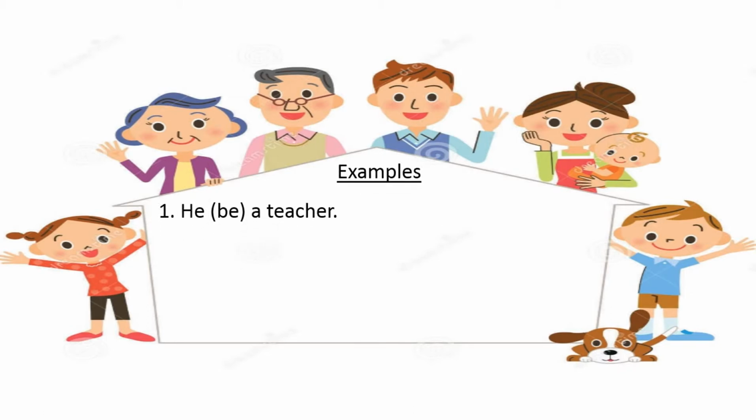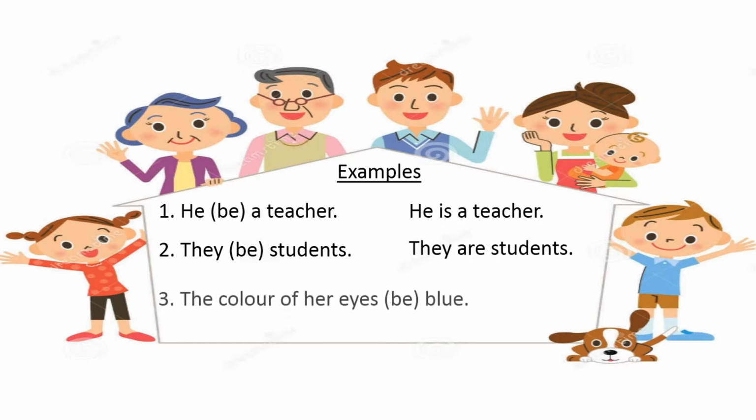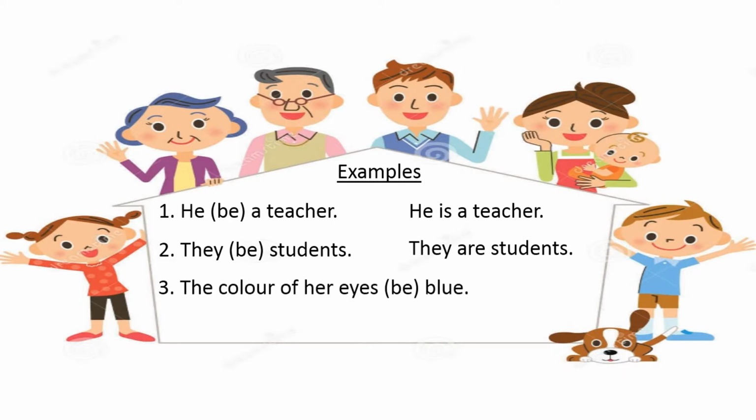He (be) a teacher. Here he is singular, so the verb will definitely be singular. That is, he is a teacher. They (be) students. They, we know, is plural, so the verb will be plural. They are students. The color of our eyes (be) blue. Here the subject is color, not the eyes, so the verb will go for singular. The color of our eyes is blue.